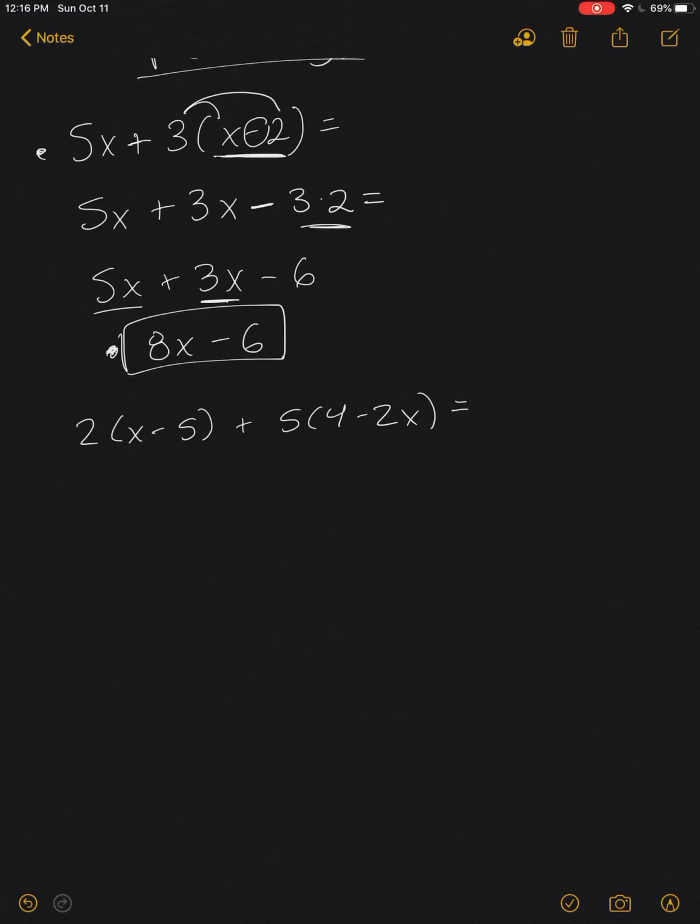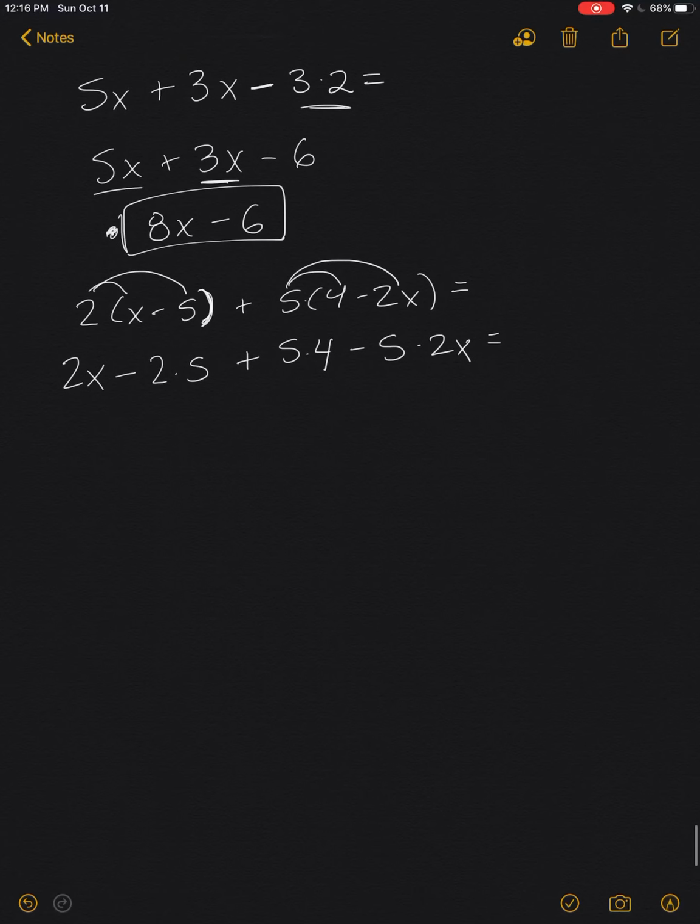Right, we're getting more and more complicated, but we know all of the steps to this now. We know to do PEMDAS, and we know how to distribute. Remember, you distribute in the parentheses, so I don't distribute past this parentheses here. And I have another distribution. So this problem just has 2 distributions. We still know all the steps. It looks complicated, but we have all the tools to do it. 2 times x minus 2 times 5. Then I'm going to carry down my plus sign. 5 times 4 minus 5 times 2x.